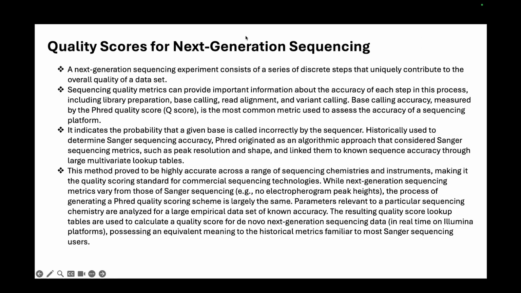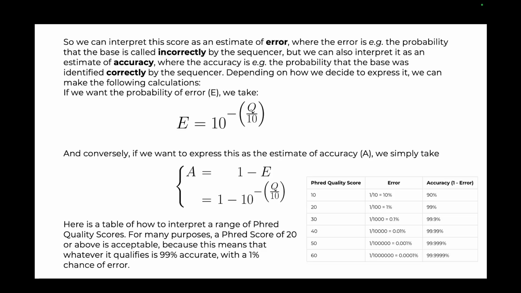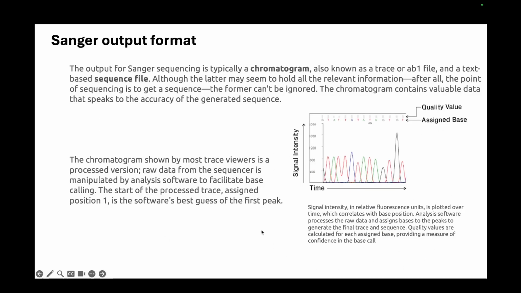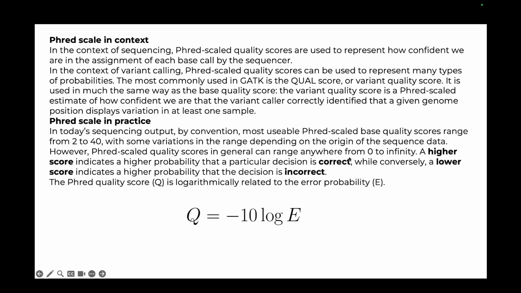So this quality score was historically used to determine Sanger sequencing accuracy. It originated as an algorithmic approach to consider Sanger sequencing metrics such as peak resolution and shape. And as you remember, Sanger sequencing gave us an output that we call a chromatogram, showing the different peaks of the signals coming out from the sequencer. We'll see one, so I'll just move forward. So this is how a chromatogram looks, as you all know. Each signal corresponds to a particular base.